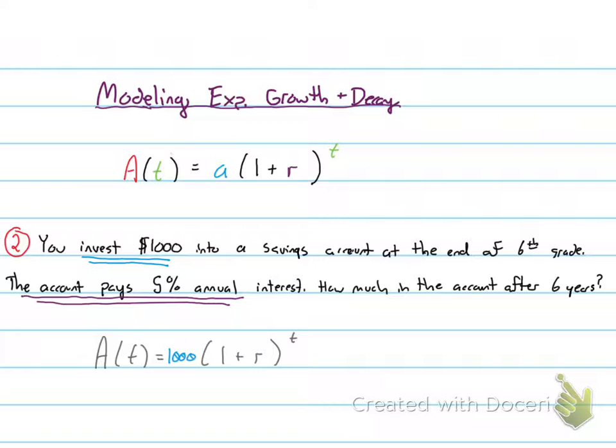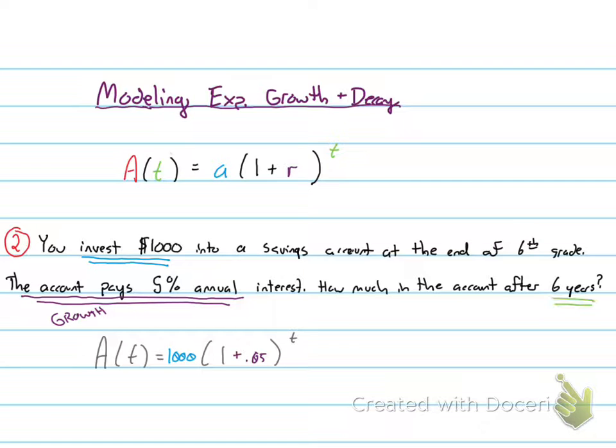Next, the account is paying you 5% annual interest. You're earning interest, so I know that this is going to be a growth function. So I'm going to be adding 5% to 1. 5% represented as a decimal is 0.05, so I'm going to add 0.05. Again, if I was losing money, I would be subtracting this here. But since I'm earning money, I'm adding 0.05 to this 1.